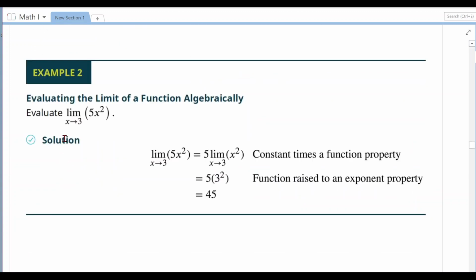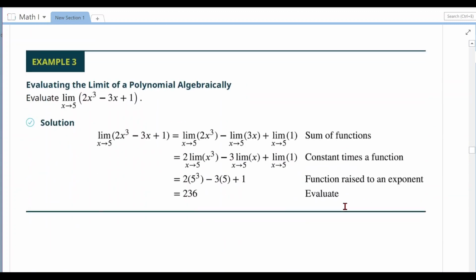So this is a constant multiplied by a function, the constant times a function property. The constant comes out in front of the limit, so we just have to take the limit of that function as x approaches a value of 3 by substitution. 5 times 3 to the power 2 equals 9 times 5 equals 45.